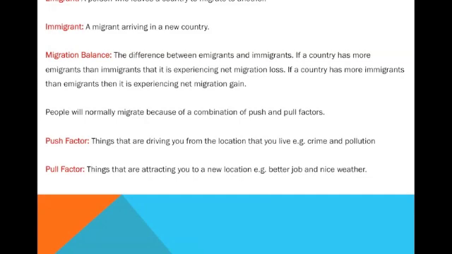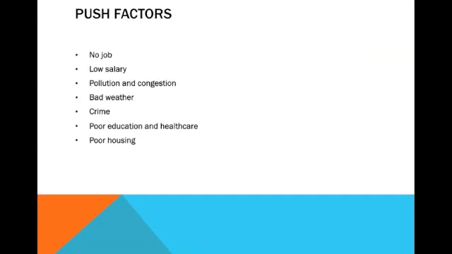People normally migrate because of a combination of push and pull factors. A push factor would be something that's pushing you away from wherever you're living, and a pull factor is something that's pulling you, so attracting you to the new location. So these are some examples of push factors. If you don't have a job wherever you are because there aren't any jobs, so you're unemployed, or if you do have one but you have a really low salary, or perhaps there's a lot of pollution and you don't want to get a disease like a respiratory illness, or there's a lot of traffic and it's annoying.